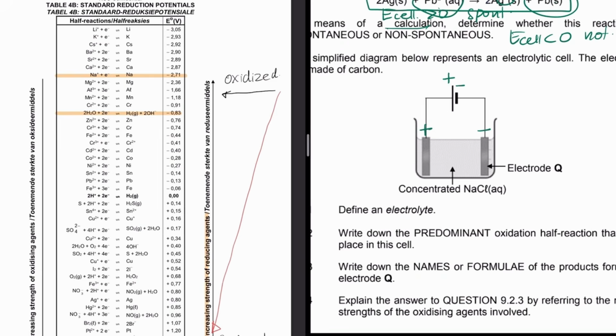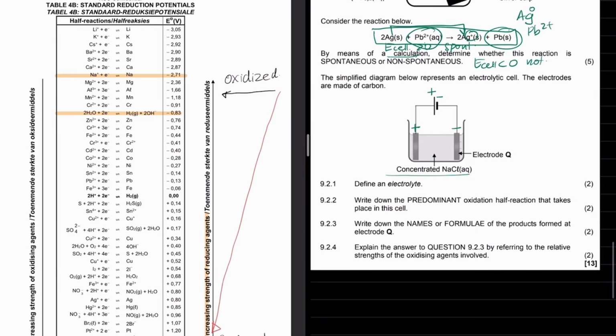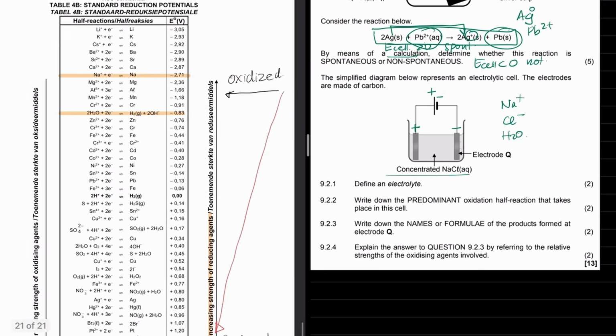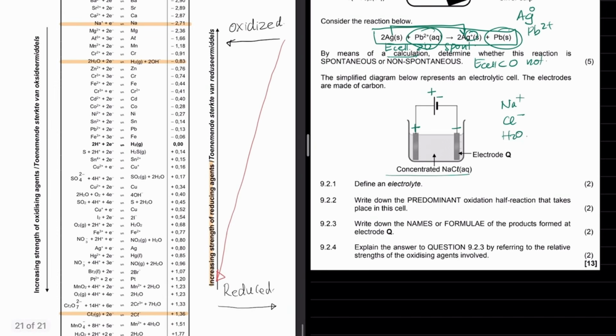Okay? Now, let's look at what we have as our electrolyte. We have NaCl. So what is the NaCl going to be made of? The ions obviously are going to be Na+, Cl-, but it's dissolved in water. So we have water here as well. Now, I've already highlighted these in my table 4B. Now let's look at question 9.2.2. The question says, write down the predominant oxidation half reaction that takes place in this cell.